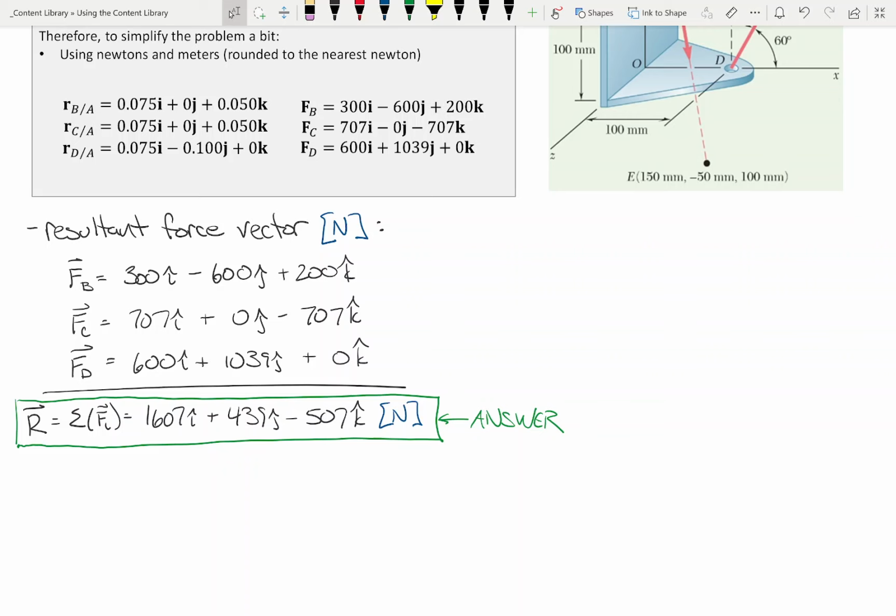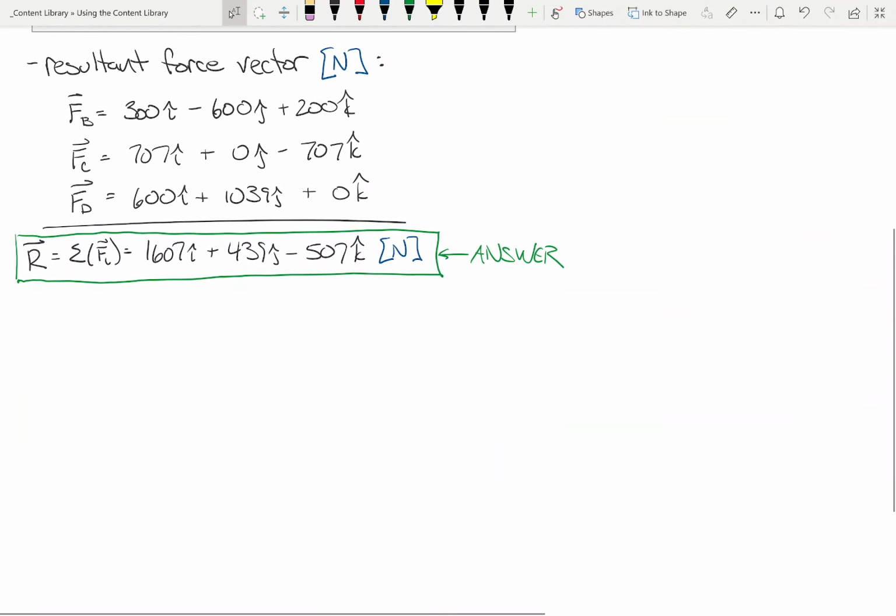Now, this is how I get the resultant force vector. How do I get the resultant moment vector? Well, if the resultant force vector is determined by summing the forces, the resultant moment vector is determined by summing the moments, right? And how do we sum the moments? We sum each of the cross products, right? That's what we do, right? So how are we going to do that? So pretty straightforward.